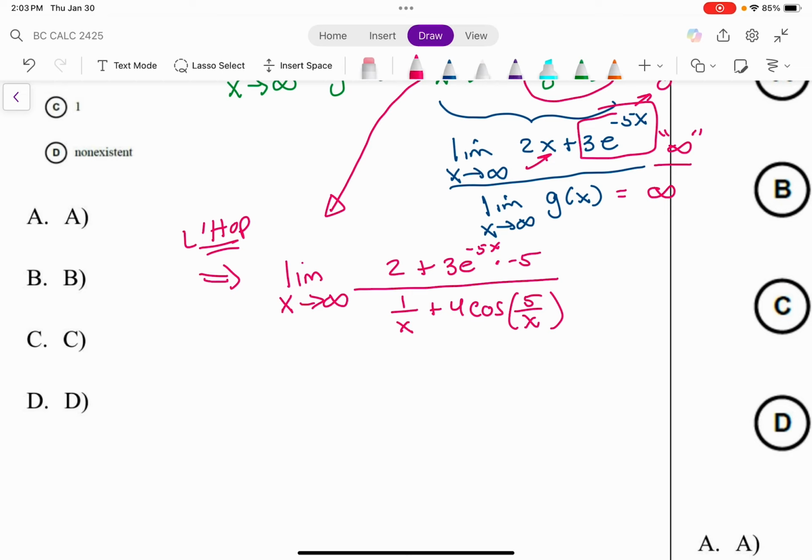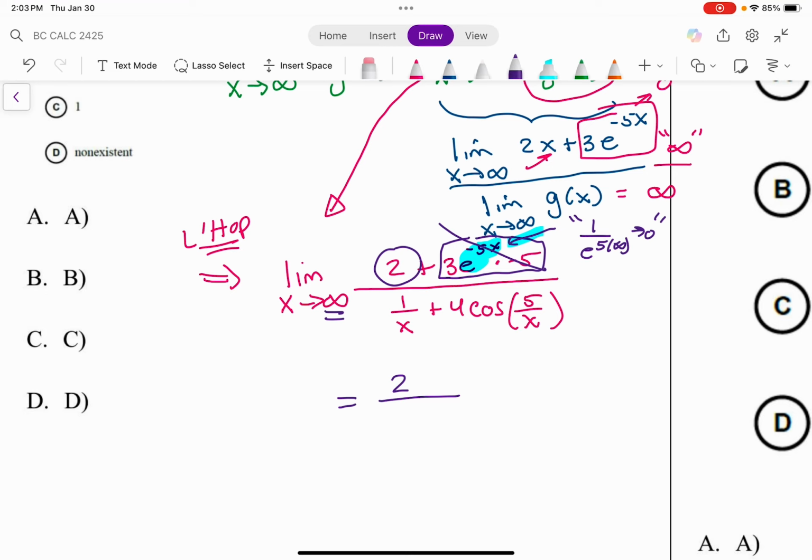Okay, and so now we're going to try to evaluate this and see what happens. As x goes to infinity, mainly what we care about is what happens here. What's going to happen to that expression? Well, that's going to go to 0, because negative 5 times infinity is a really big negative number, and e to a really big negative number is 1 over e to a big number, which is essentially 0. So that vanishes, and I'm left with 2 plus 0 in my numerator.